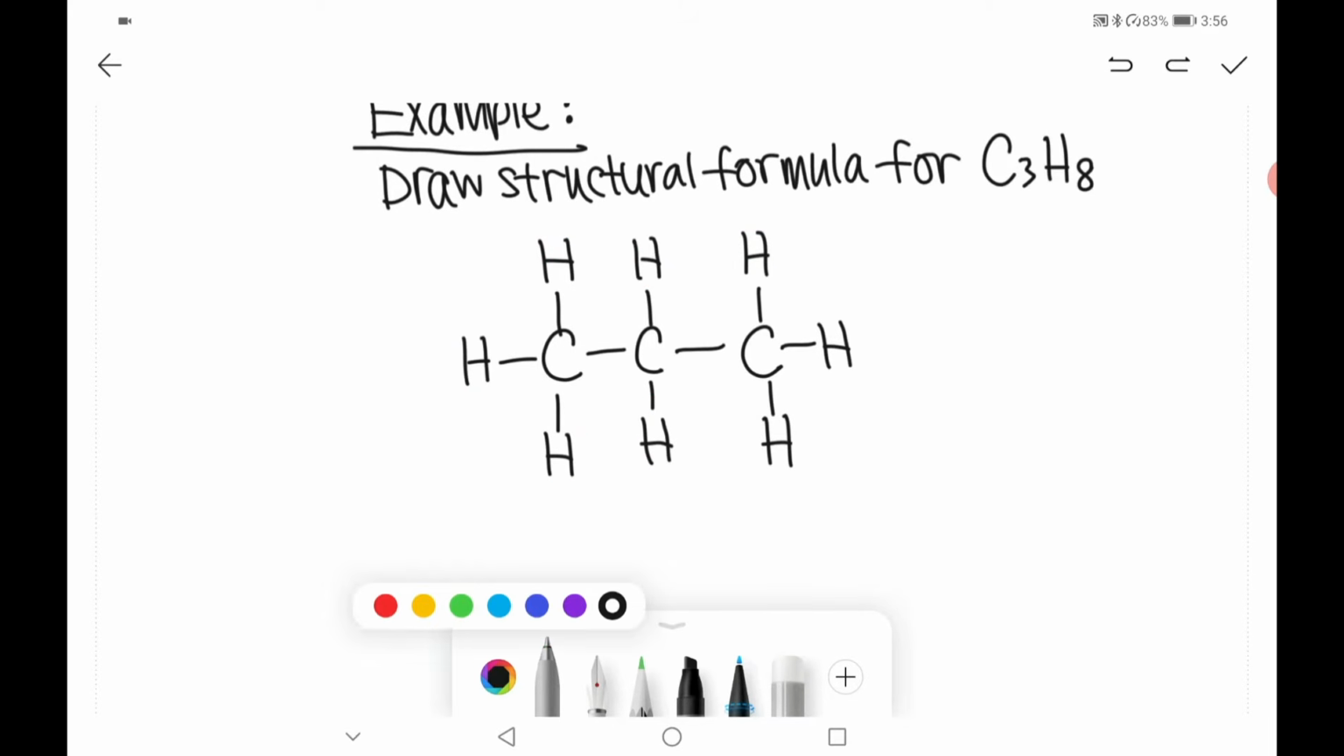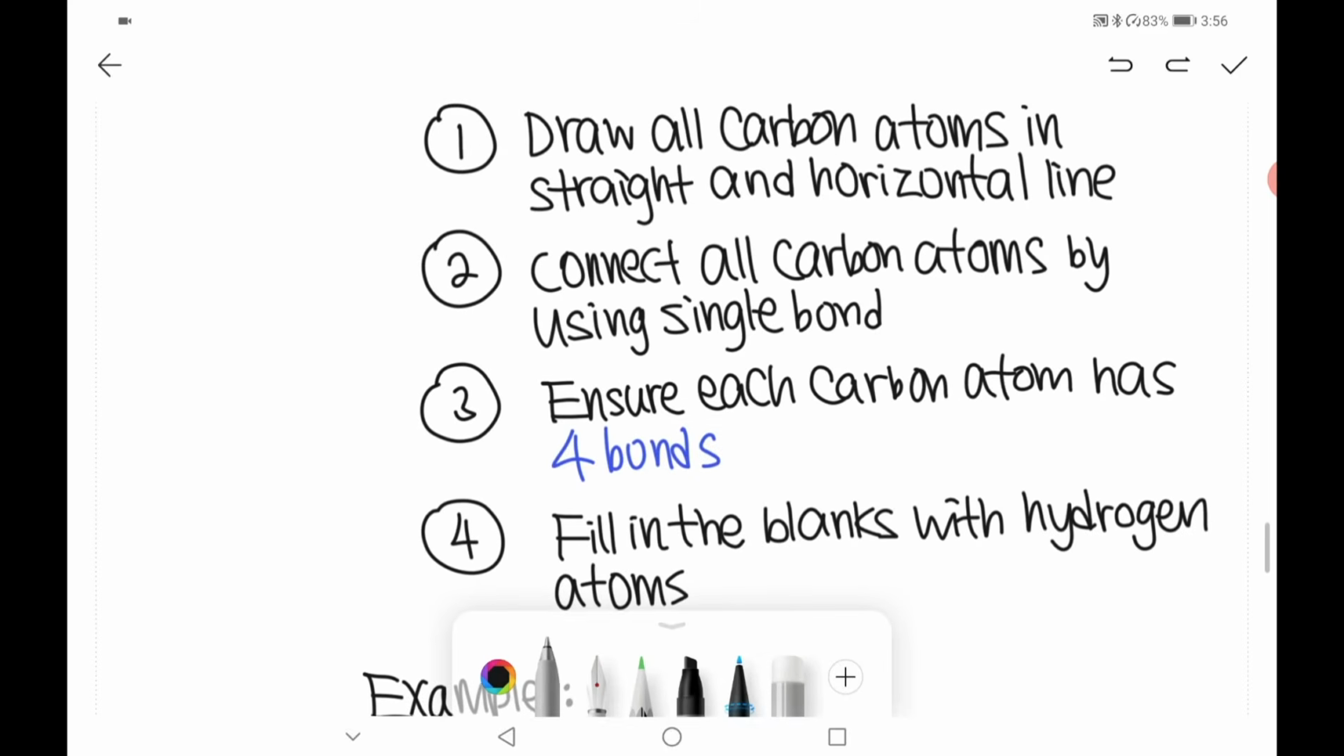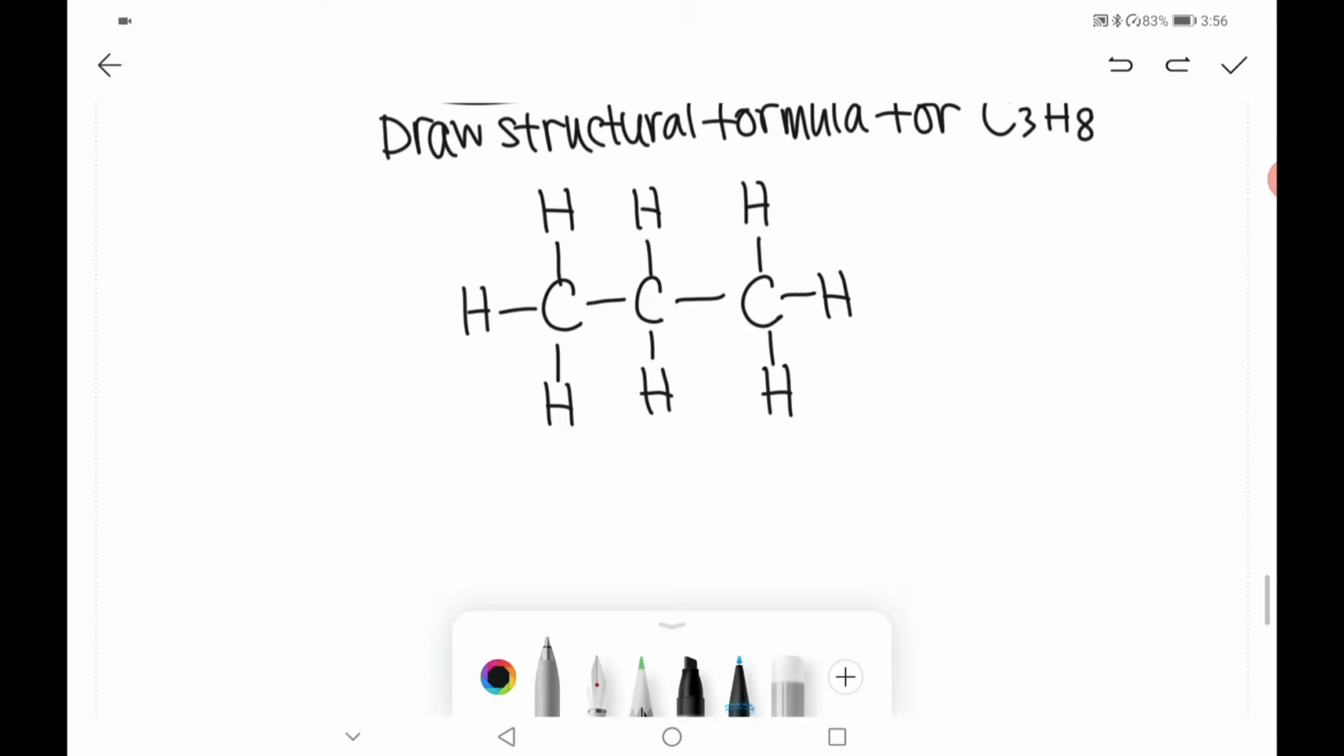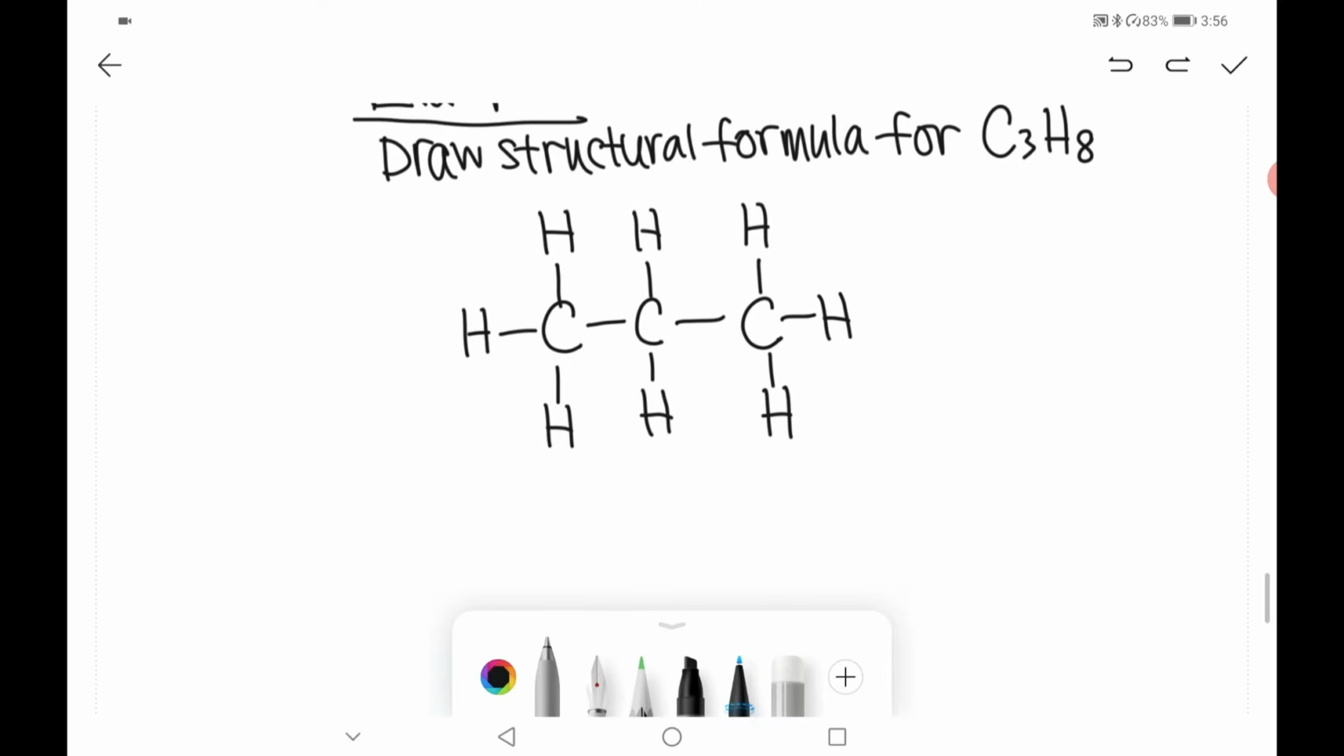Draw all the carbon, connect all the carbon by using single bond. Make sure every carbon has 4 bonds, and fill in the blanks with hydrogen. That's it. Let's draw one more example.